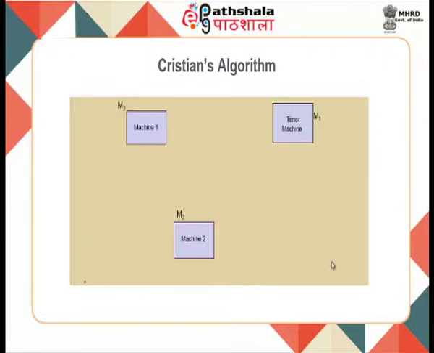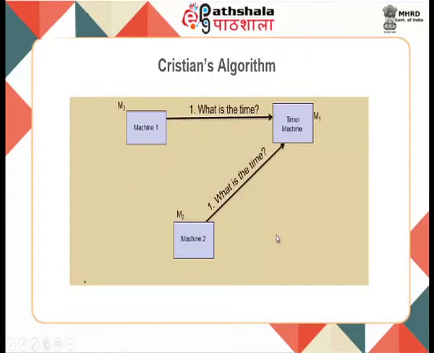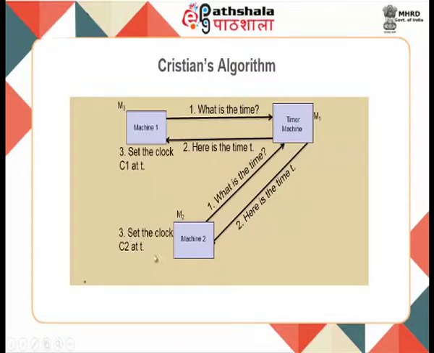So, here is Christian's algorithm. We have one machine which is the time server, M1, and we have two other machines, M2 and M3. In step 1, M2 and M3 ask the time server what the time is. In step 2, the time server sends the time, saying here is the time T, and in step 3, the machines set their clocks.